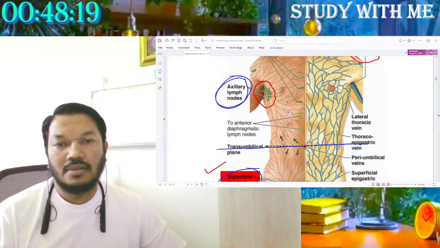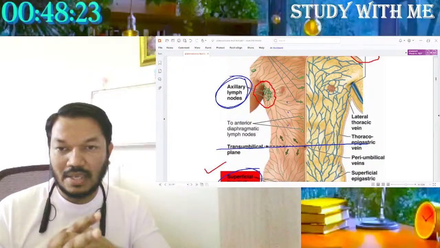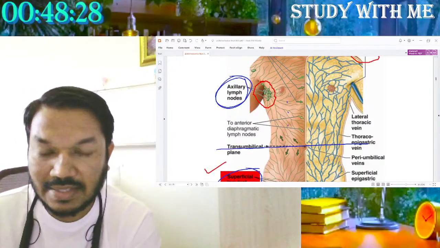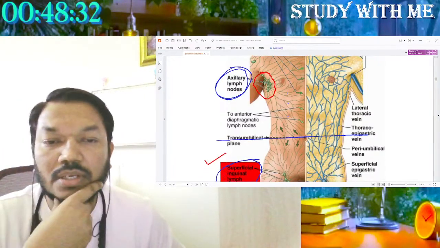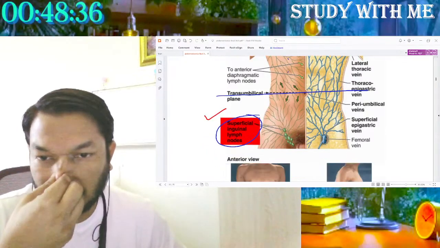Transumbilical plane. Any lymphatic drainage, any lymphatics above the umbilical plane, goes to the axillary lymph node, and any lymphatics below the umbilical plane goes to the superficial inguinal lymph node.